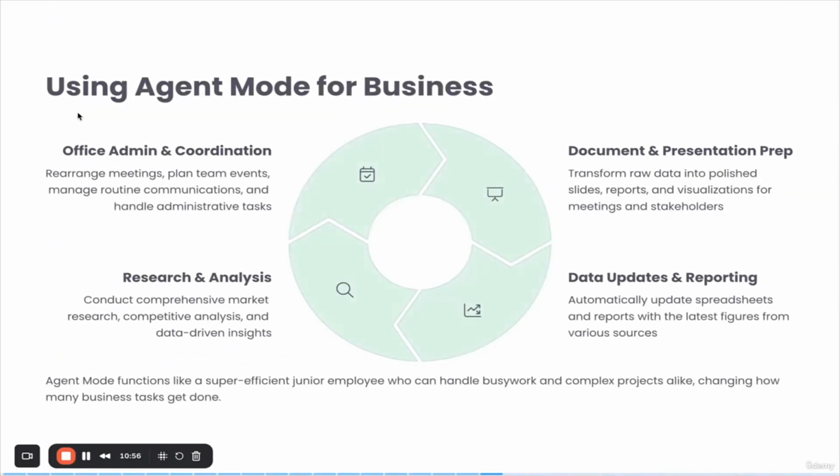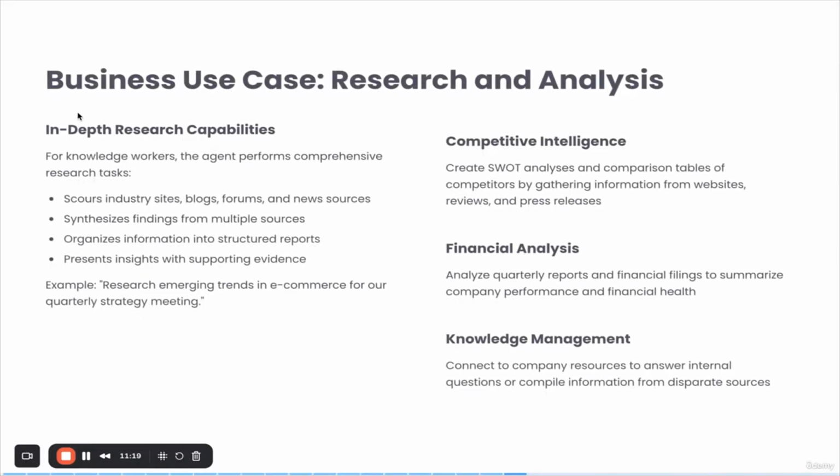Using Agent Mode for business, it also can be different. You can go through office and admin coordination. It can be document and presentation preparation, research and analysis, data updates and reporting. Agent Mode functions like a super efficient junior employee who can handle busywork and complex projects alike, changing how many business tasks get done.